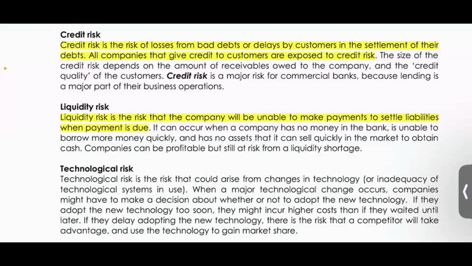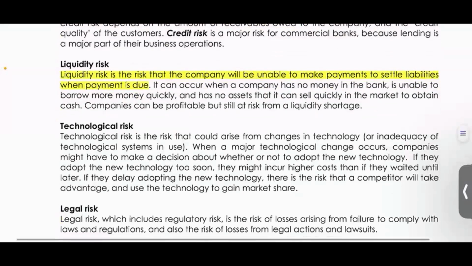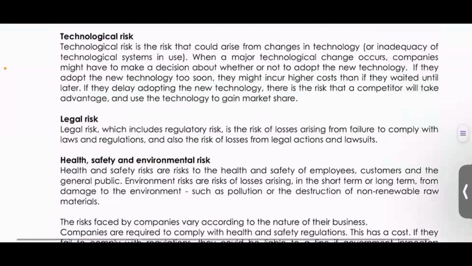So you say it can occur when a company has no money in the bank and is unable to borrow money quickly, and it has no asset to sell that it can quickly convert to cash. Companies can be profitable and still have a liquidity shortage. Yes, this is one thing that is very, very important. Companies can be profitable but still have a liquidity shortage, maybe because they don't have cash to fulfill their current obligations. Okay, so let's look at technological risks.